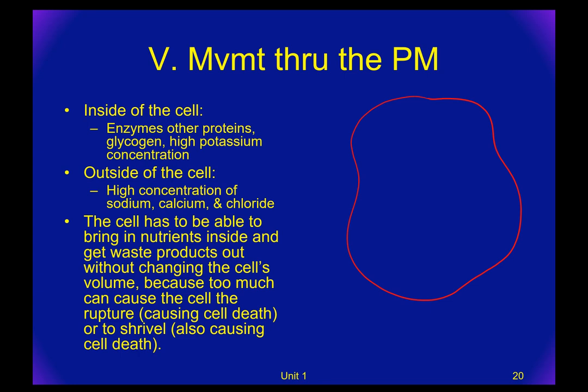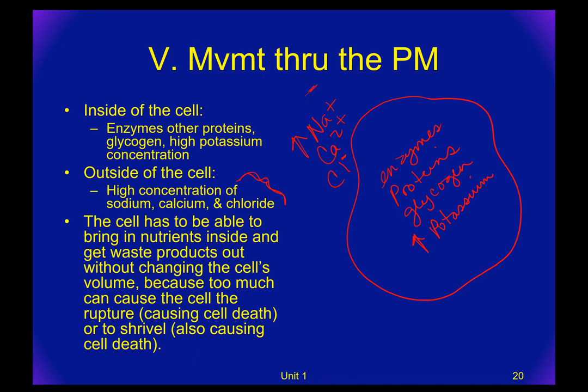Inside of the cell, okay, I have enzymes, I have proteins, I have glycogen, which is our polysaccharide, and I have very high potassium. And this is true for most of the cells in your body. Outside in this extracellular fluid, you've got high sodium, you've got high calcium, and you have high chloride. Okay, this is where I'm getting that from.